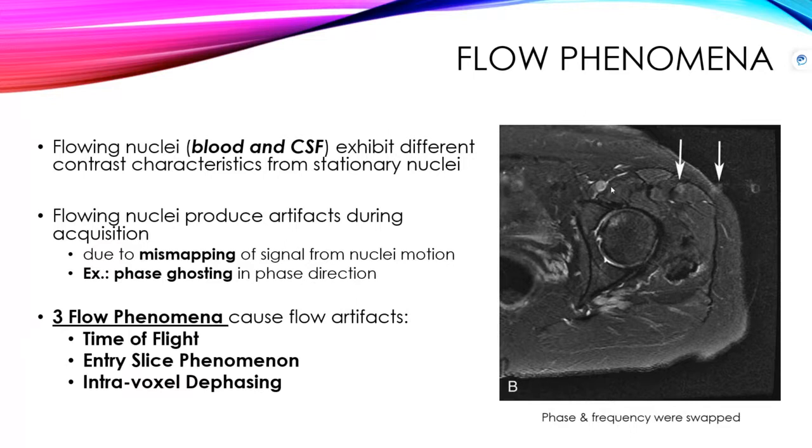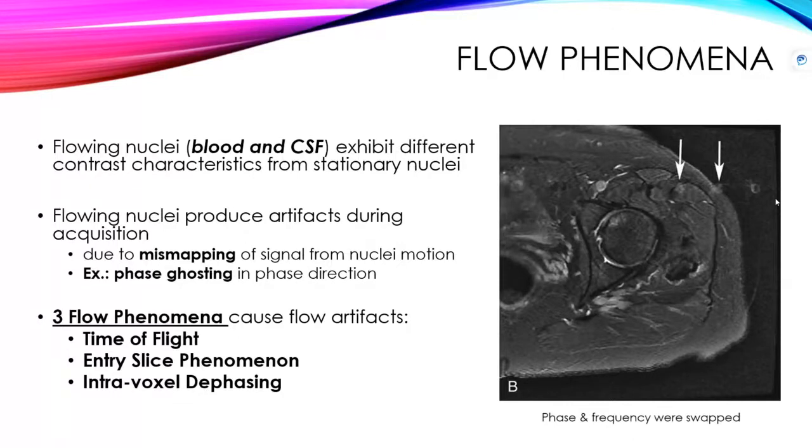Every time they take a picture, every time the RF pulse is pushed through the patient, the nuclei in the vessel have moved in a different position along the vessel. And so it kind of manifests on the image as this train of ghosted looking circles in the shape of the vessel. So that's one of the ways that flow can interfere with the image and produce an artifact.